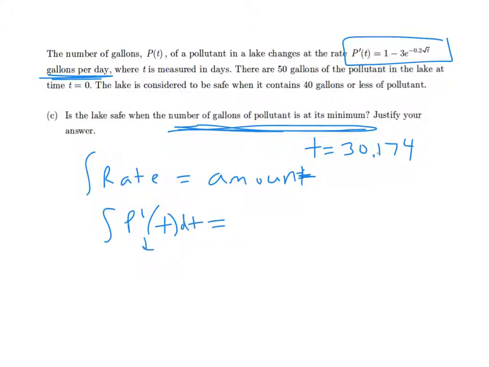I always like to break this down and justify it for myself with units. P prime is gallons per day. And then my dt, my time is days, so it's going to be a small change in number of days. And that's giving me number of gallons.